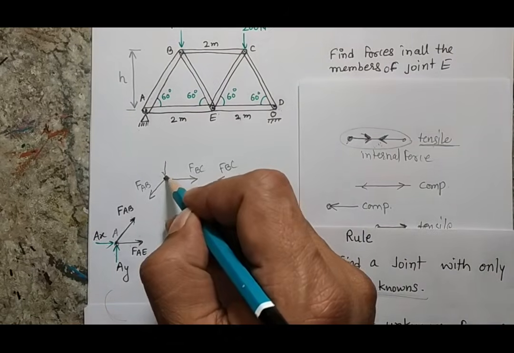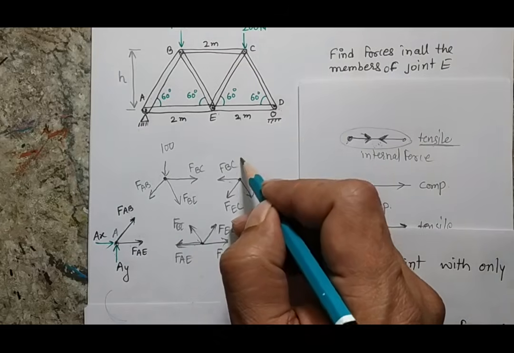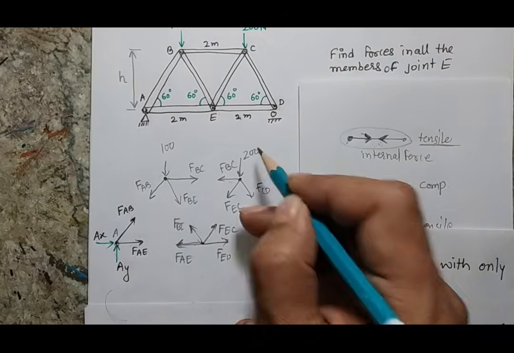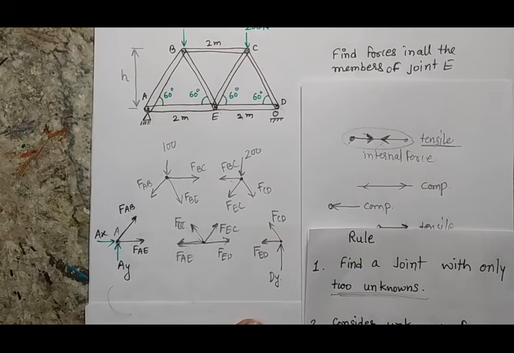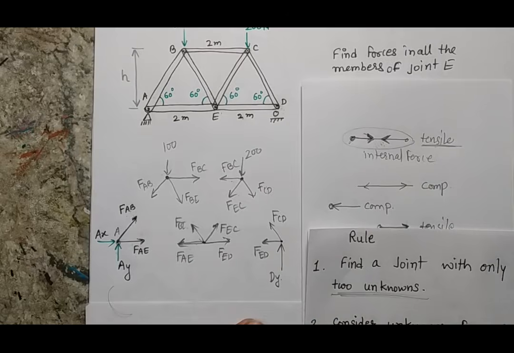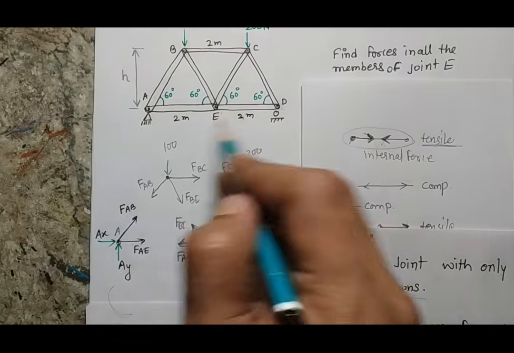So is there any point available in the system where there are only 2 unknowns? Here I have the force of 100 Newton, and here I have a force of 200 Newton. If I look carefully, all the forces are unknown. Here AY and AX are unknown, and both the reaction forces are also unknown. So there is not a single point available where only 2 unknowns are there. That means first I have to create a point where the 2 unknowns will be there, and that I can do if I calculate the reactions at these 2 points.